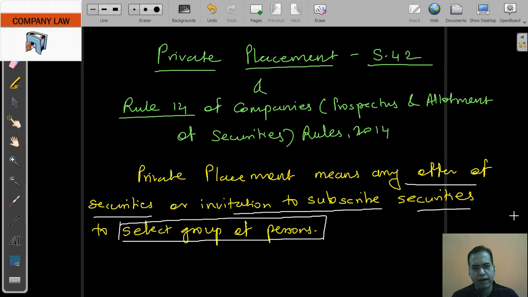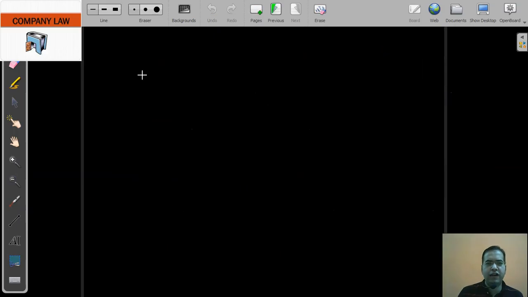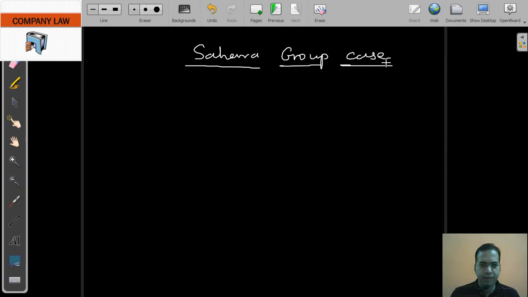Before we move further and understand the provisions relating to private placement, let's first focus on a very landmark case in India, the Sahara Group case, because that case has a connection with this concept of private placement. What happened in this case? Under the Sahara Group, there were two entities which wanted to issue various securities to the public. Sahara had come up with optionally fully convertible debentures which these companies wanted to issue to the public at large.